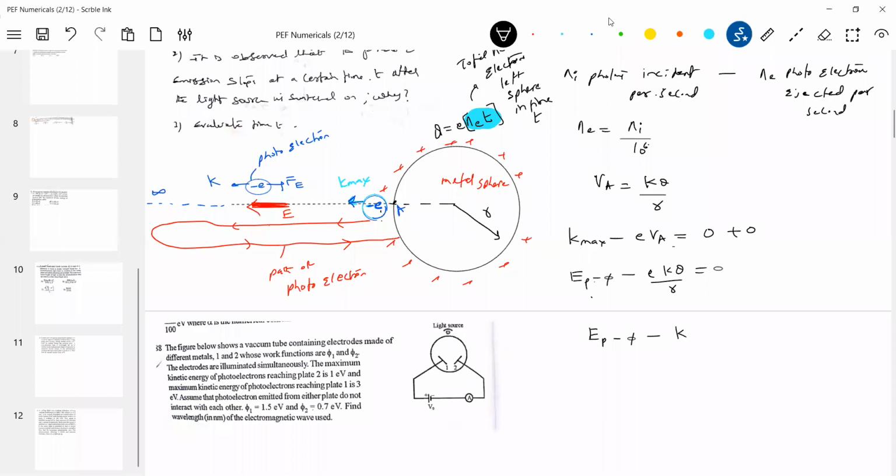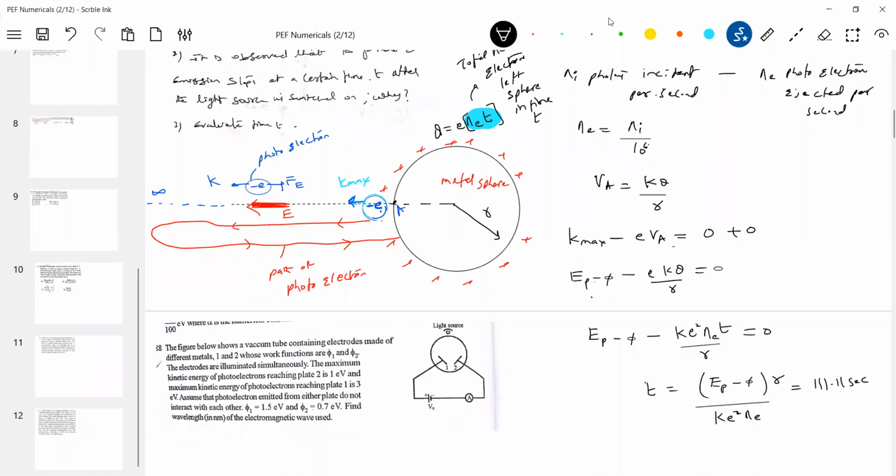Continuing further, E photon minus phi minus K e squared Ne t by R equals 0. Solving this, we'll get an expression for t, and this will be 11.11 seconds. Check it; you'll get this much here. After this time, what happens? The net photoelectron emission stops.